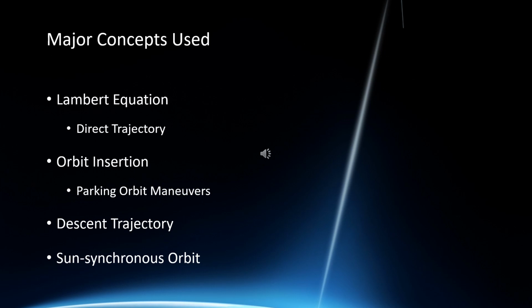To accomplish our mission goals, the major concepts used were the Lambert equation for direct trajectory, orbital insertion for parking orbit maneuvers, descent trajectory, and making sure we were in a sun-synchronous orbit.